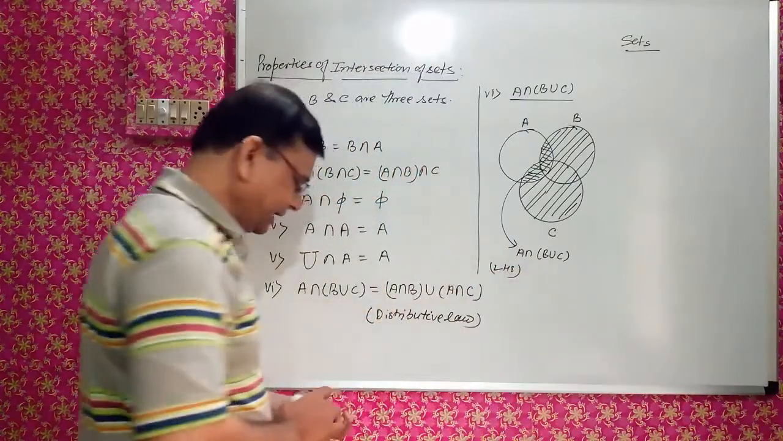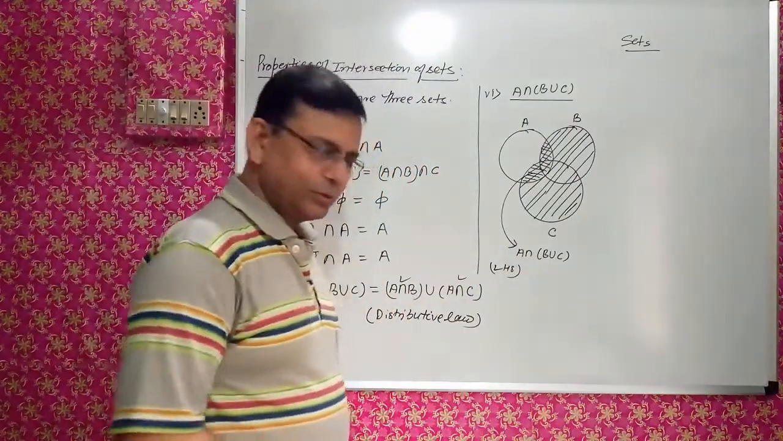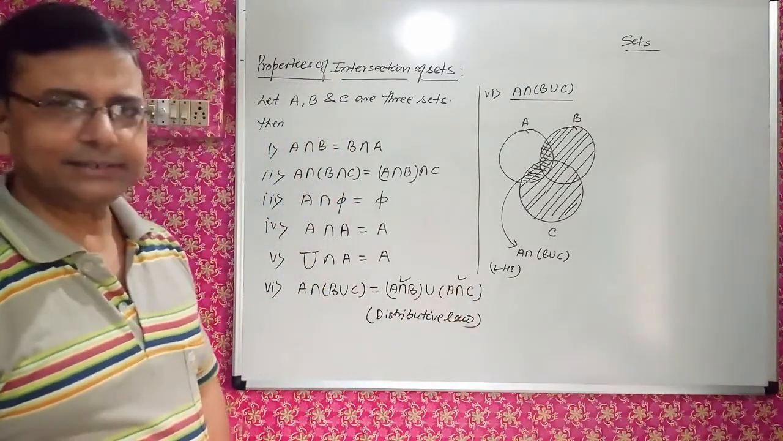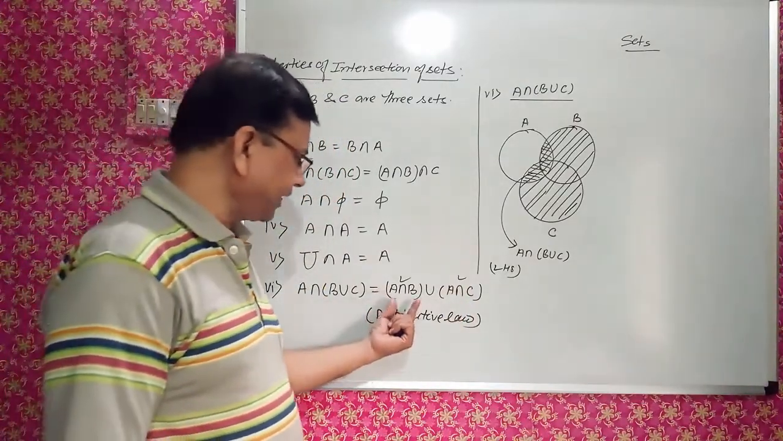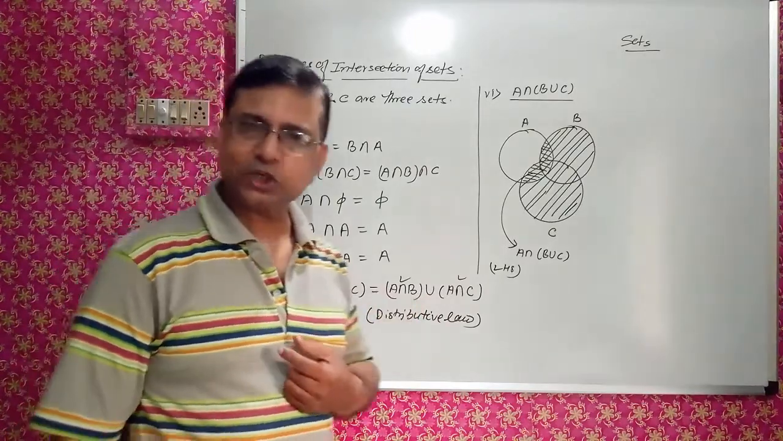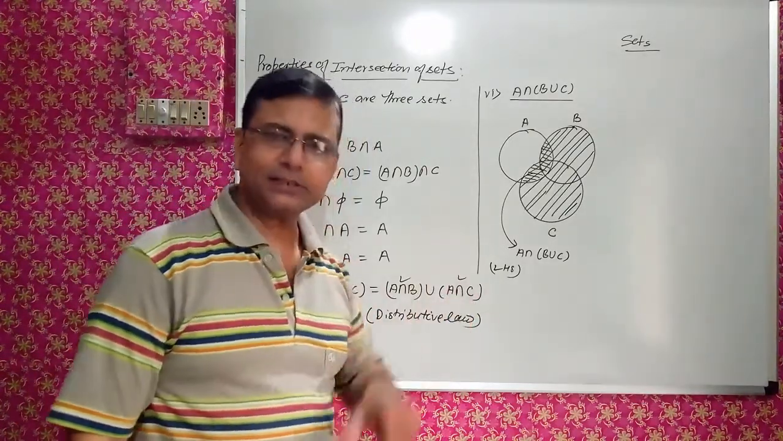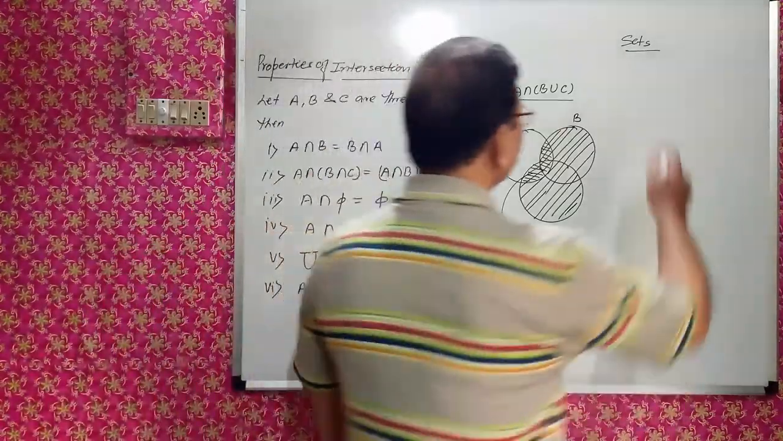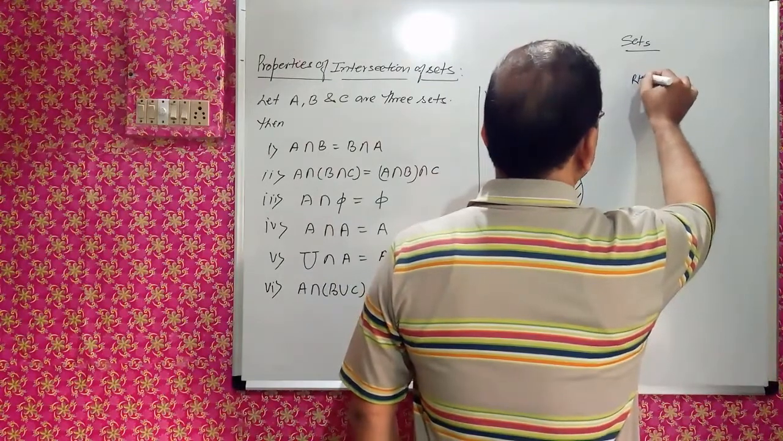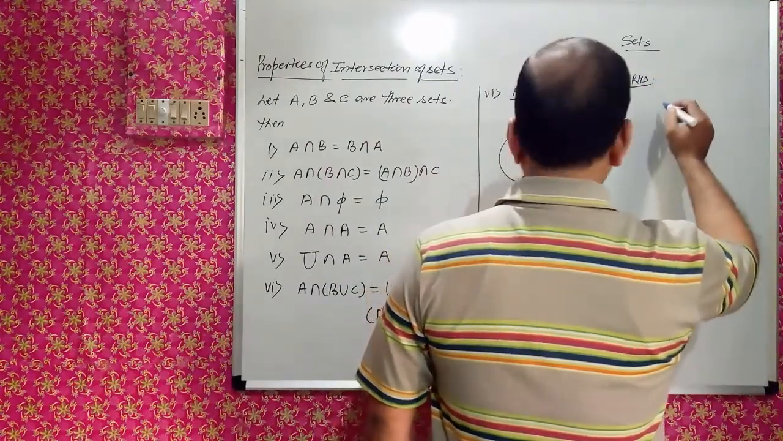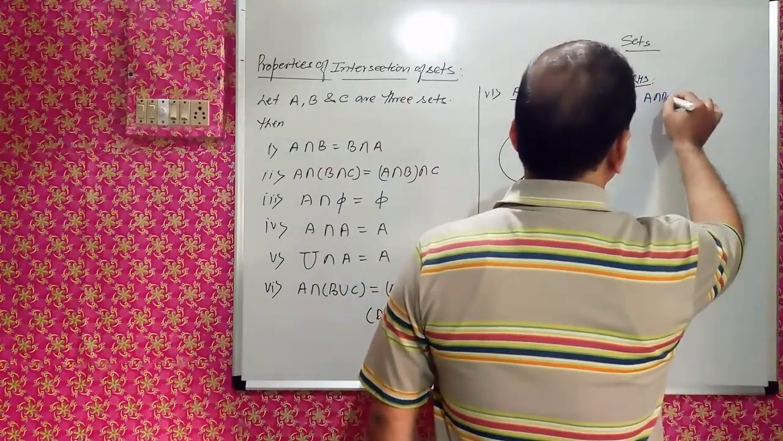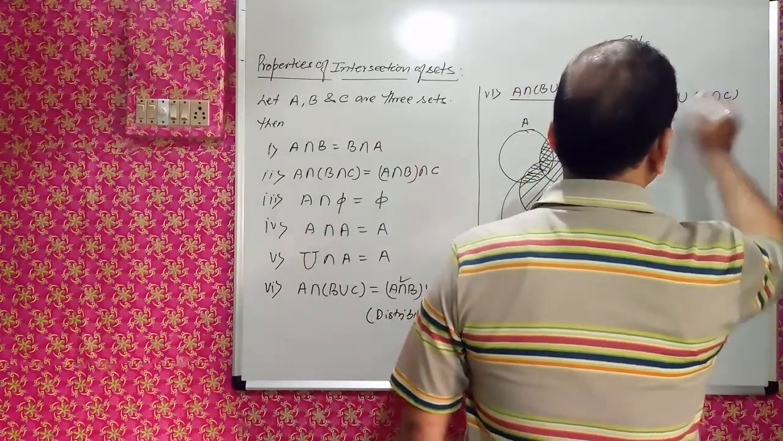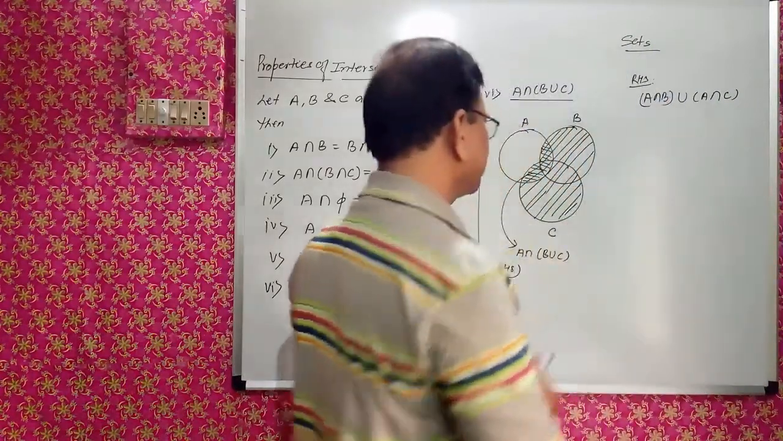Now we will look at RHS part. So see, on right hand side, this is A intersection B union A intersection C. So first of all, what I will do, I will find A intersection B, and then find A intersection C, and then I will take union of these two. So RHS is A intersection B union A intersection C. So first I will find A intersection B.